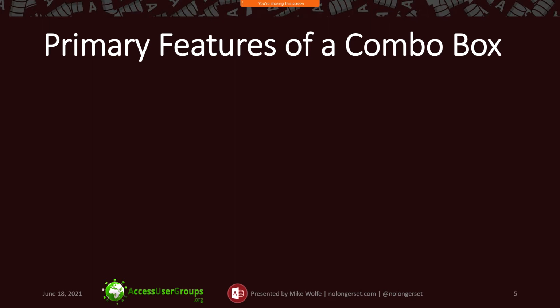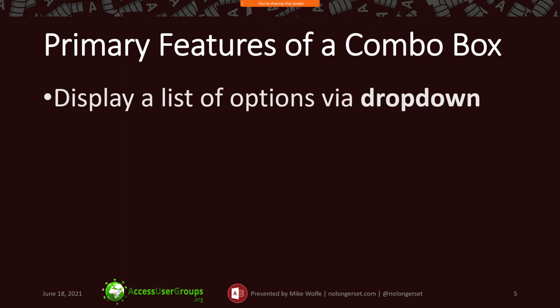Before we get into the advanced techniques, I want to provide a little bit of context to make sure we're all on the same page. I want to go through some of the primary features of the combo box, and this is going to help set the stage as to why some of the techniques I'm going to show later are important. One of the primary things is that you display a list of options via the drop-down, and this drop-down helps new users because it shows them the list of options that are available. It helps them discover the information that's in your application.